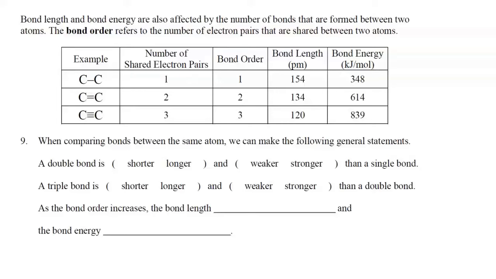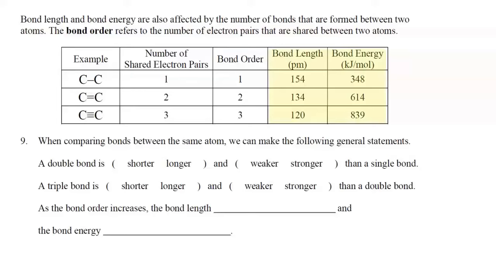So in this example, we have carbon bonded to carbon, and we have a single bond, a double bond, and a triple bond. So the bond order is referring to the number of electron pairs that are shared between two atoms. One shared electron pair, single bond, bond order of 1. Two shared electron pairs, double bond, bond order of 2. Three shared electron pairs, triple bond, bond order of 3.